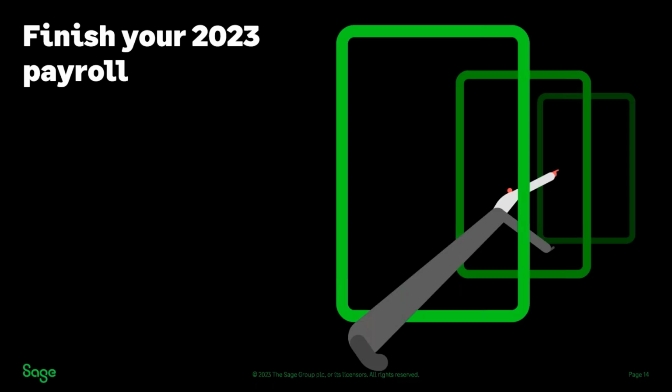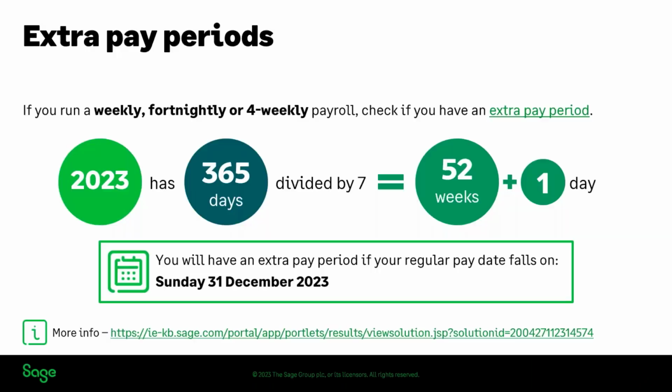So once you've got that update installed, you're then ready to move on to stage 2 of the year-end process, and that is to finish your 2023 payroll. So this is exactly what it sounds like. It's completing all pay dates within the 2023 payroll year. And if you pay your staff weekly, fortnightly, or 4-weekly, one of the steps you should do as part of this is to check if you have an extra pay period.